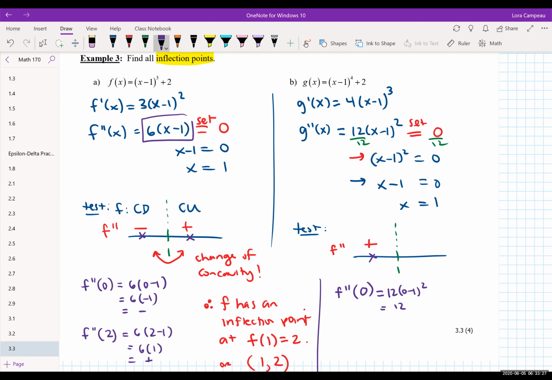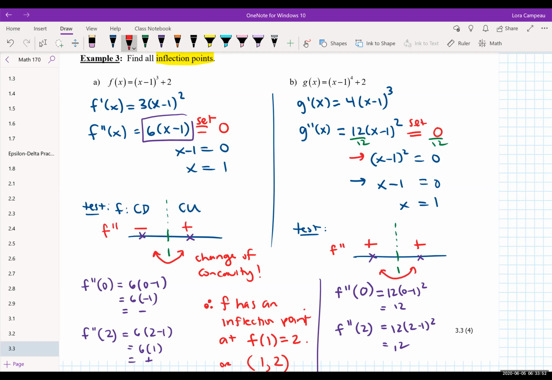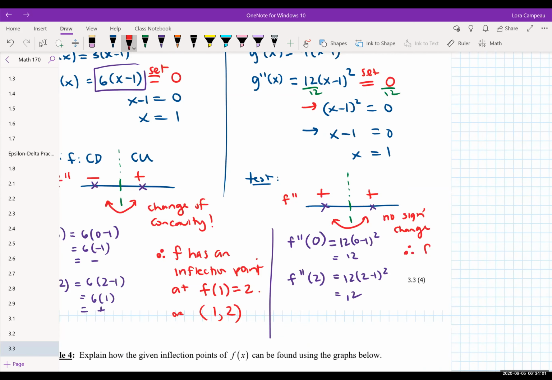Same thing, we're going to look at something to the right of the 1, and why not 2, just because it's a little easier to plug in. That gives me 12 times (2 minus 1) squared, and I already know I'm getting a positive number as well, the same thing actually. So if you notice, there's no change. No sign change means no change of concavity. Therefore, g does not have an inflection point at all.